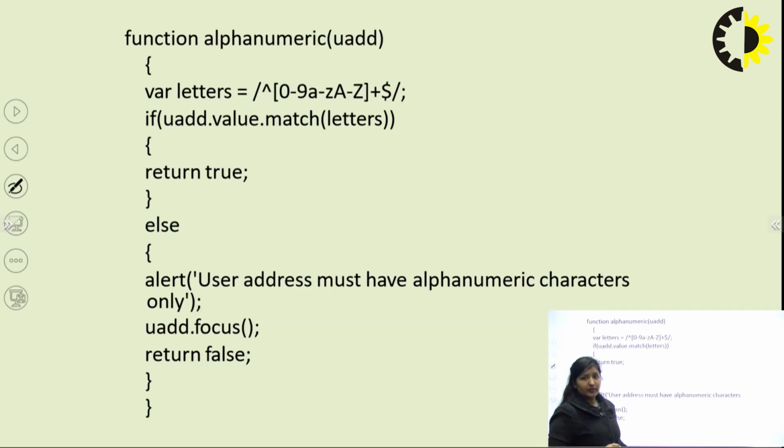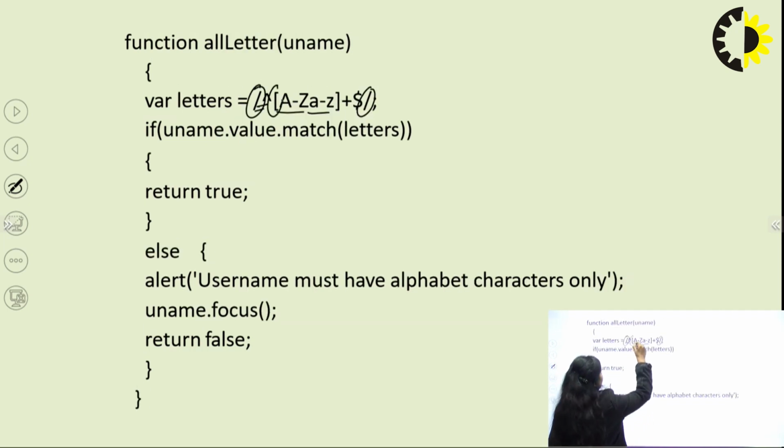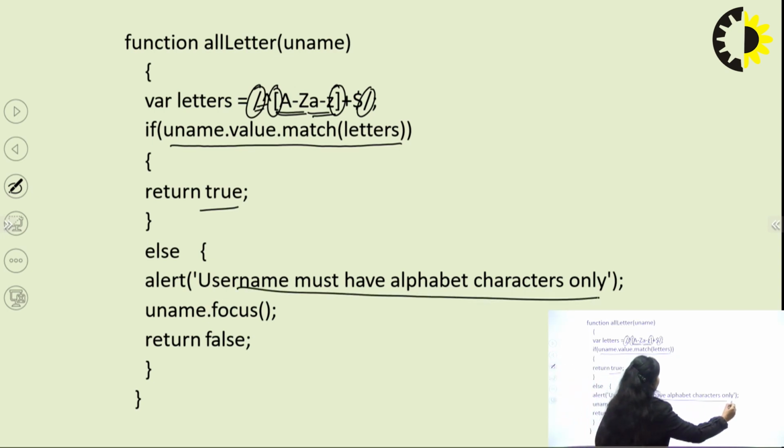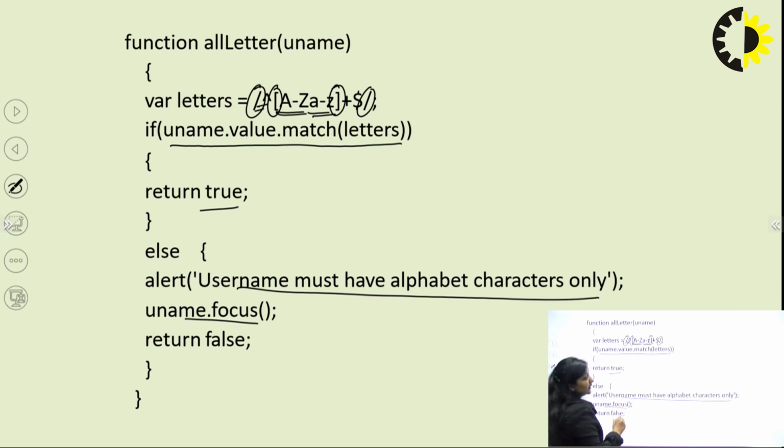So whatever validation is there, we will pass in these square brackets. In the square brackets, the whole case will be written, capital A to Z or small a to z, and if username dot value dot match the letters, then it will return true. Else it will show that the username must have alphabet characters only, and then it will again focus on that particular text box, so that the user can come to know that this is the problem, and this is the text box where I have to change the values.